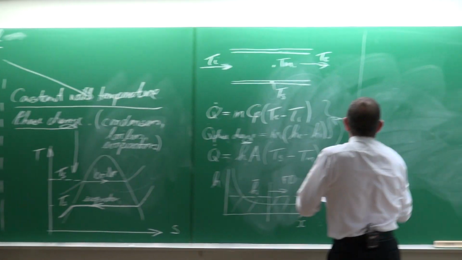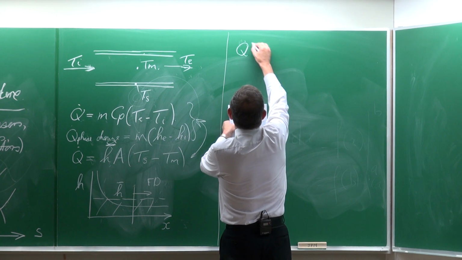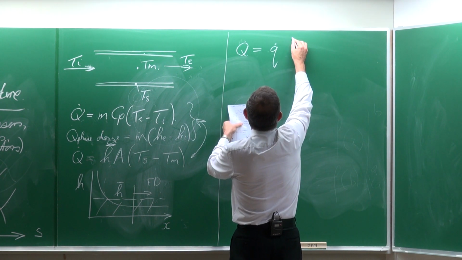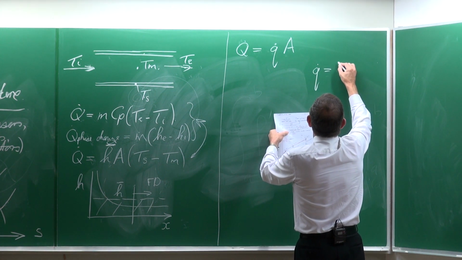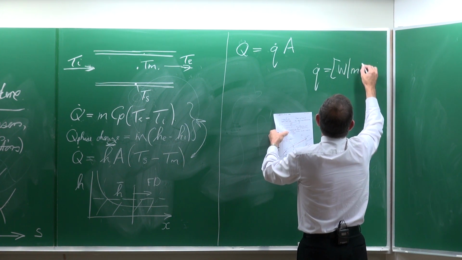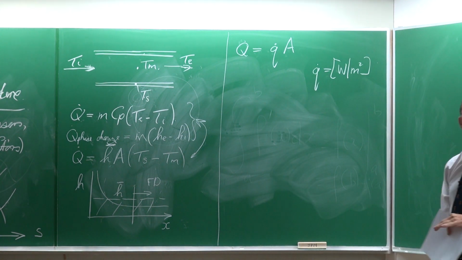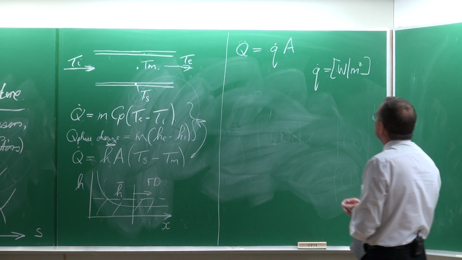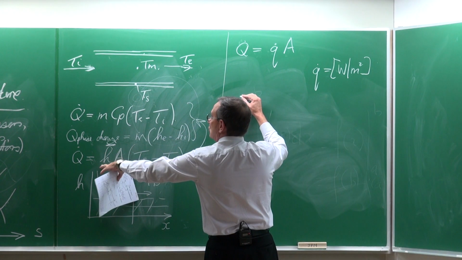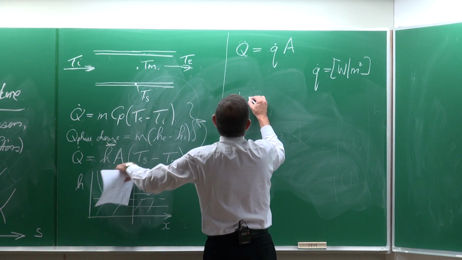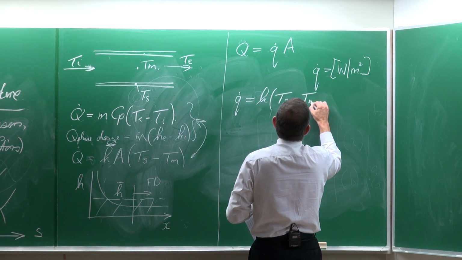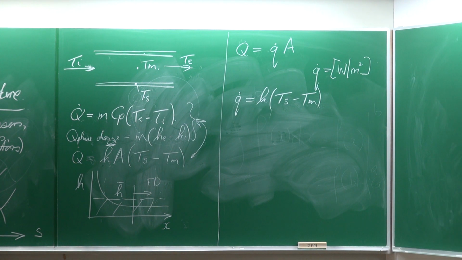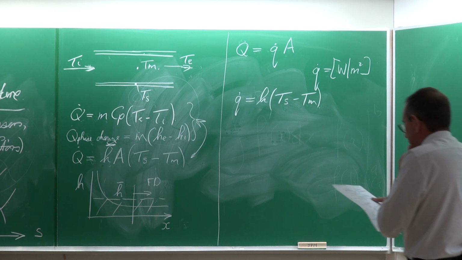In general, just remember also that the heat transfer rate can be written as the heat flux multiplied by the surface area, where the heat flux q has units of watts per square meter. So in many cases, we prefer to work only with the heat flux. Then the heat flux is equal to the heat transfer coefficient multiplied by the surface temperature minus the mean temperature. So we don't have to work with the area if we've got the heat flux.